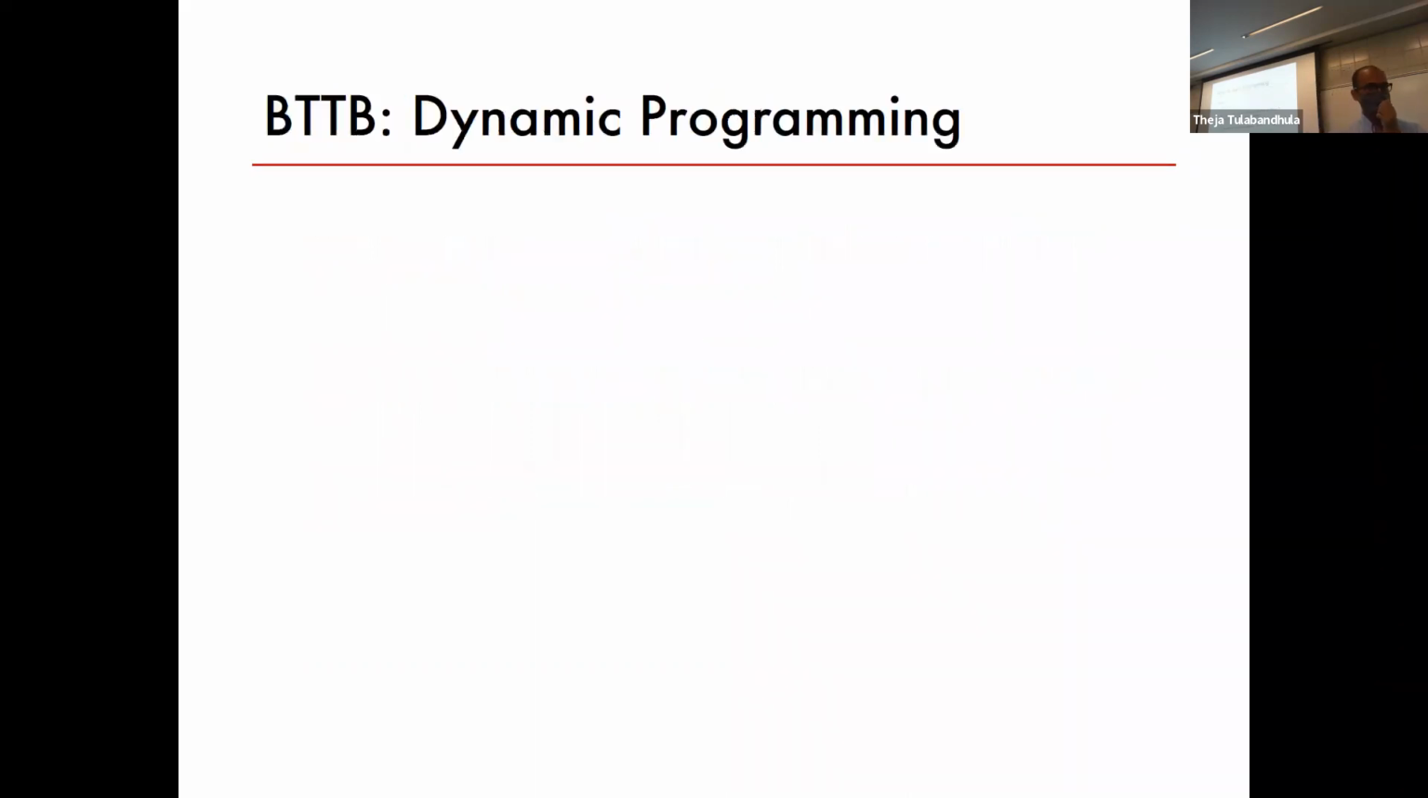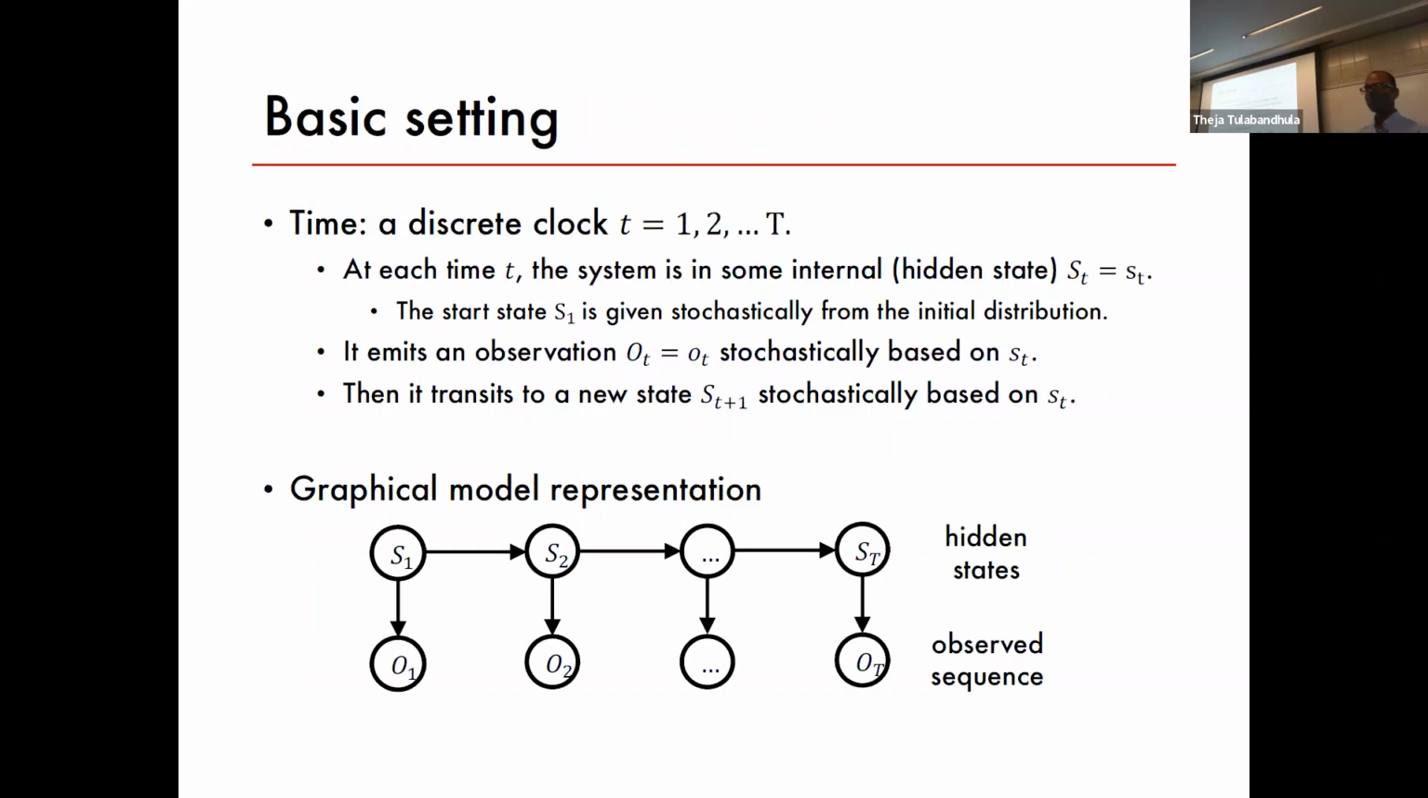So this slide is not useful, so let me skip that.